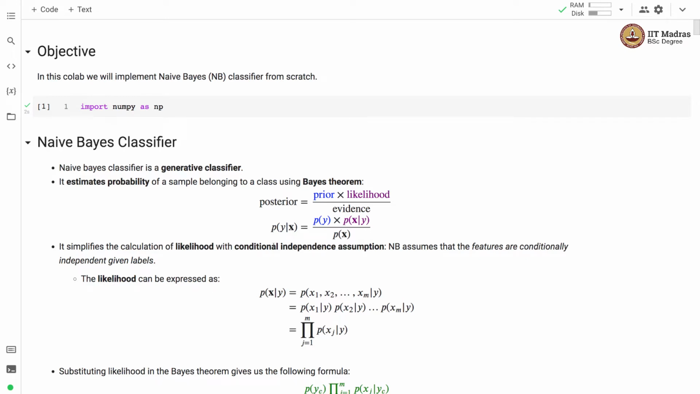Now, because of the conditional independence assumption, we can write this joint probability as a product of individual conditional probabilities. So we can write it as P of x1 given y into P of x2 given y all the way up to P of xm given y. And we can write this compactly as a product of conditional probability of individual feature given the label, and we basically multiply all these conditional probabilities.